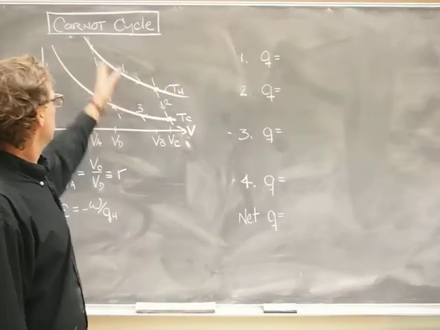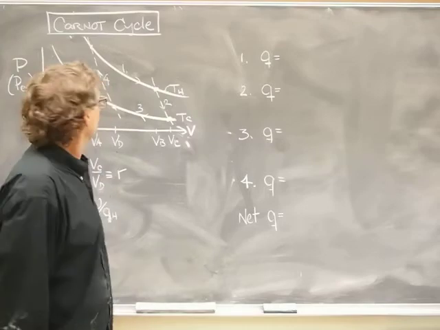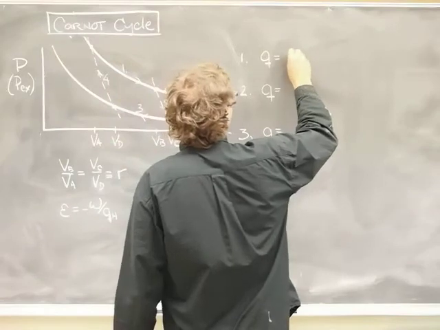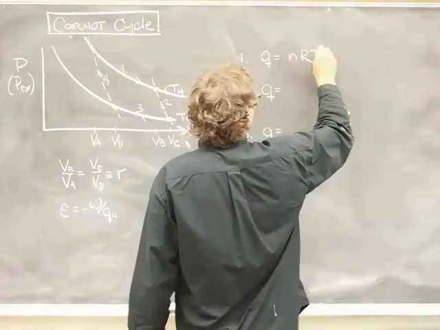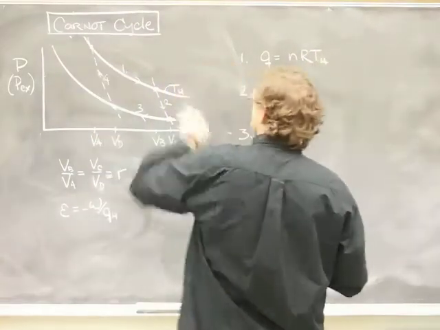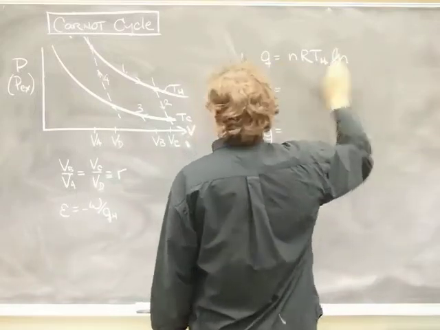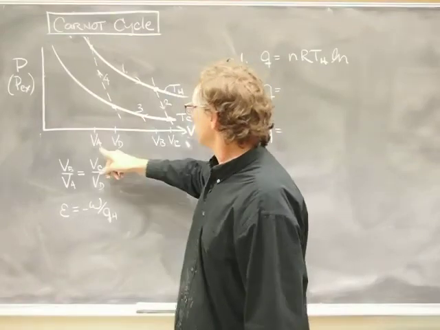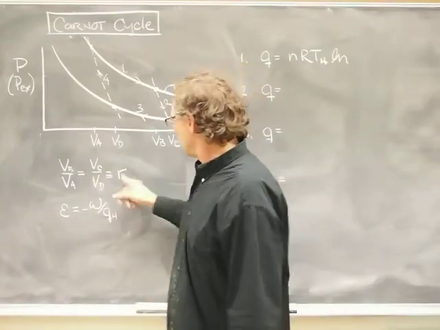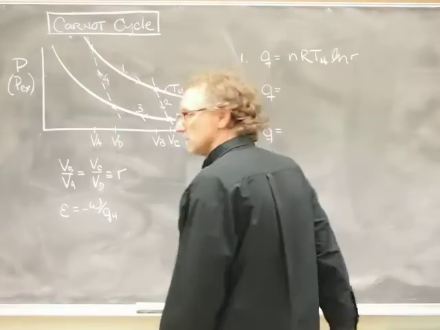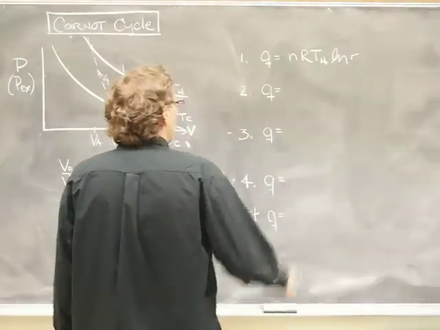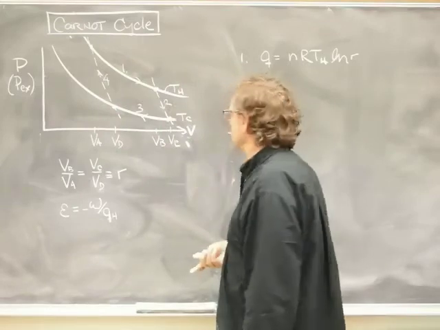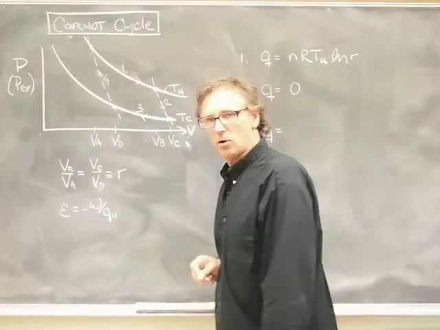Now what I want to move to is our analysis here. The first step, step 1, is our isothermal expansion connected to the hot reservoir, and we know what that is. That's nRT hot, because that's connected to the hot reservoir, times the natural log of VB divided by VA, and I've already defined that to be R, so I'm just going to call that natural log of R. Now what about the next step? Well, the next step is easy. That's an adiabatic expansion, so I know Q is 0.